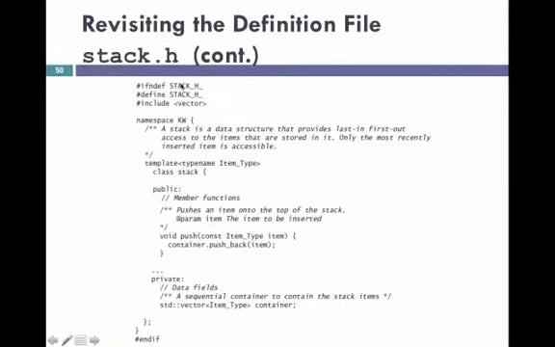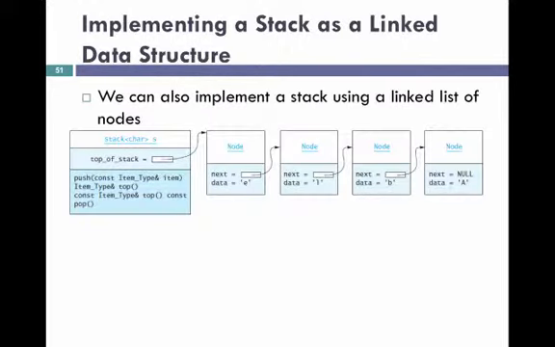So here we have our stack.h file. It includes vector. We have our own namespace and a template class stack. Then we have some public member functions, and this just includes the actual implementation of the member functions right in the header file. We can also implement a stack using a linked list of nodes.